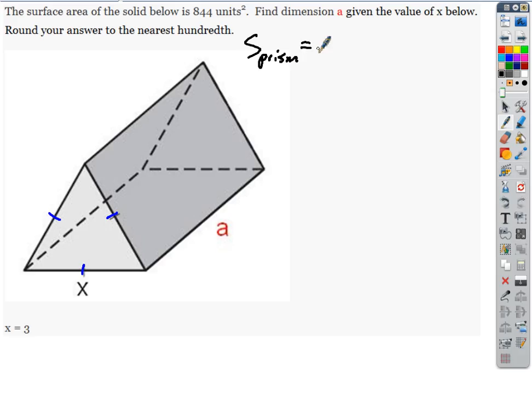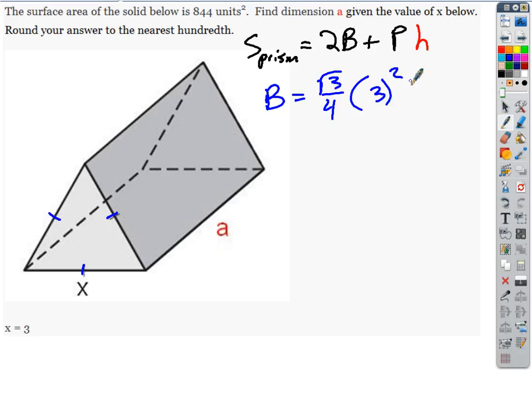Okay, 2 bases this time. Good. Plus pH, sure. And H is what we're trying to find, isn't it? So the base, just like before, is an equilateral triangle, so that's no big deal at all. Square root of 3 over 4 times x, which is 3 this time, so 3 squared is our base.